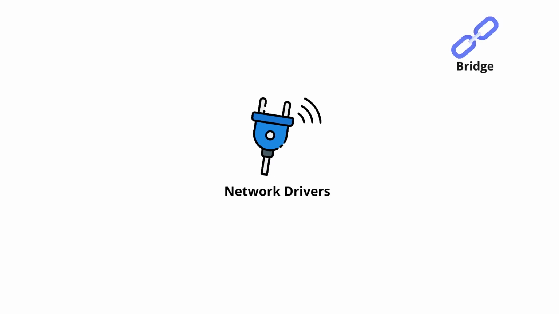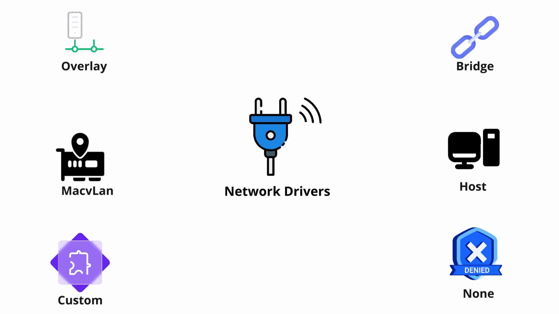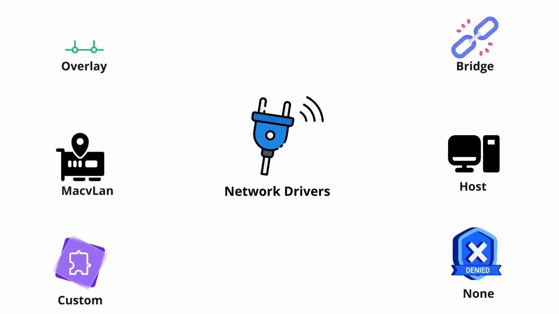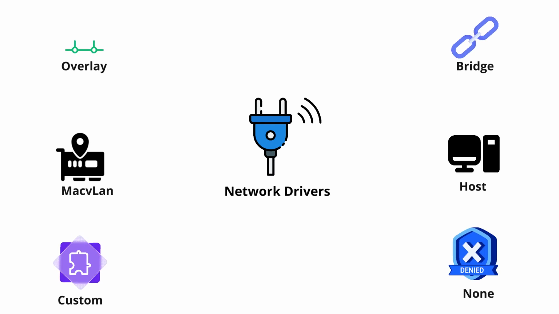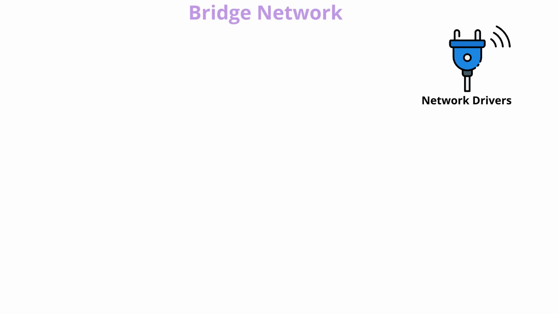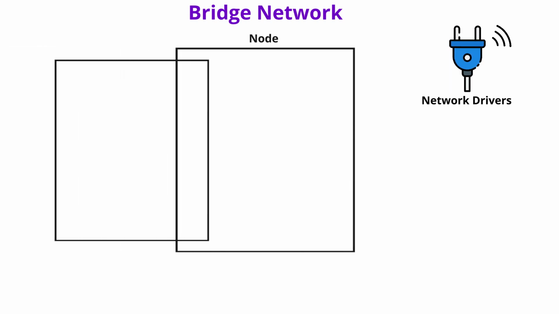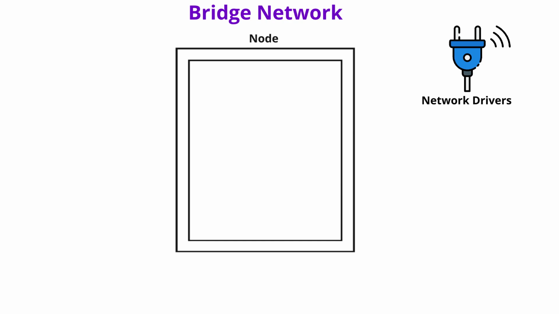There are different types of Docker network drivers that include bridge, host, none, overlay, and also we have MACVLAN and custom network drivers. Let's see some of these network drivers in detail. Let us first understand one of the default networks in Docker, which is the bridge network. In order to understand the bridge network, let me take one of the node machines.